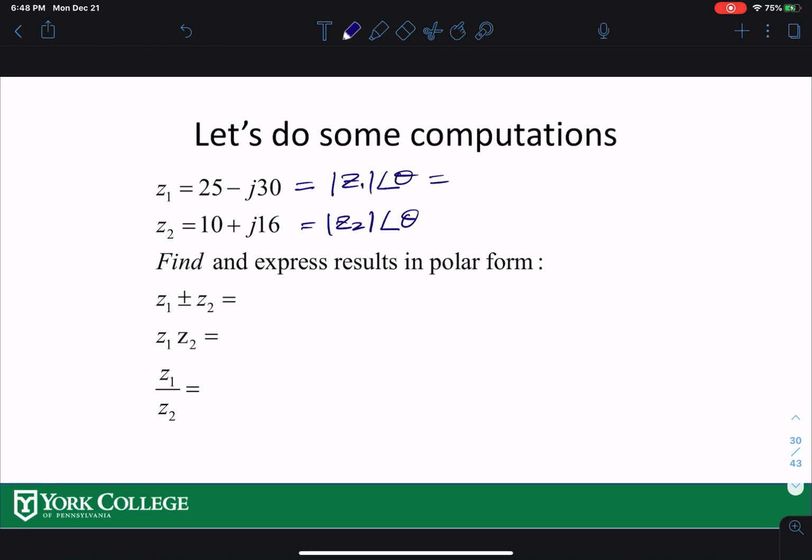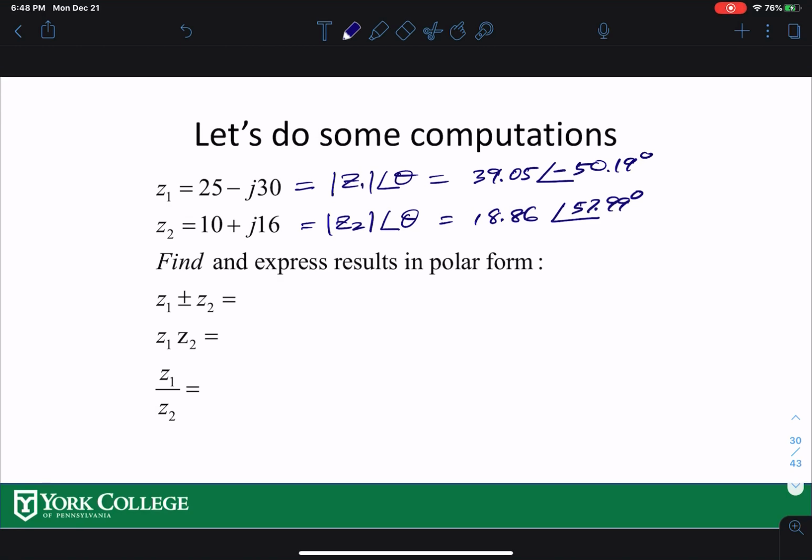So if I try to find the magnitude of this one, that magnitude would be 39.05. The angle would be negative 50.19 degrees. And for this one over here, the magnitude would be 18.86 and your angle would be 57.99 degrees. So we try to add or subtract these two complex numbers.